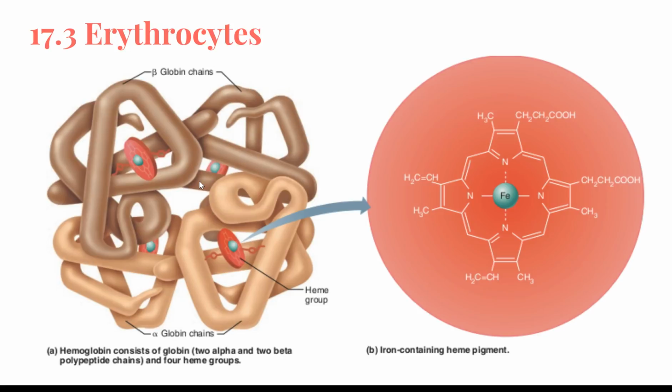In body tissues, the process is reversed. Oxygen detaches from iron. Hemoglobin resumes its former shape, and the resulting deoxyhemoglobin becomes dark red. The released oxygen diffuses from the blood into the tissue fluid and then into tissue cells.